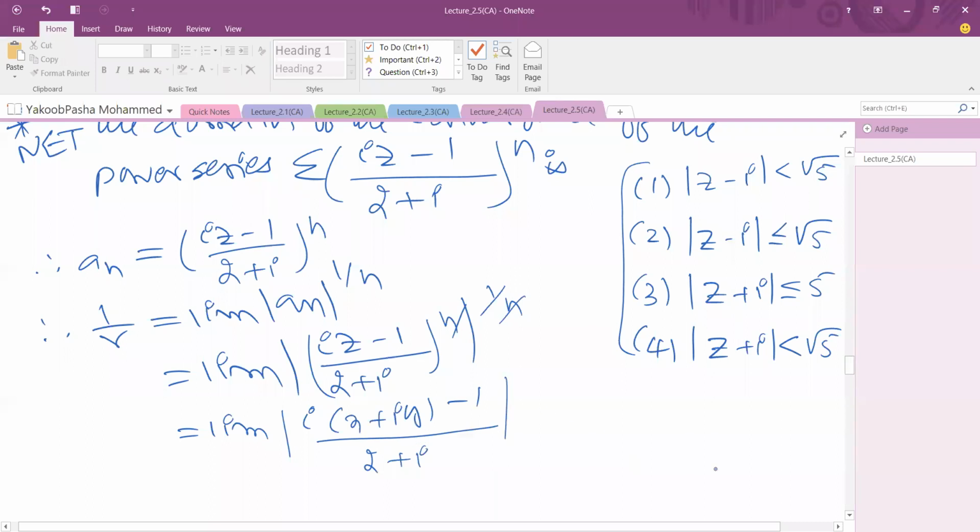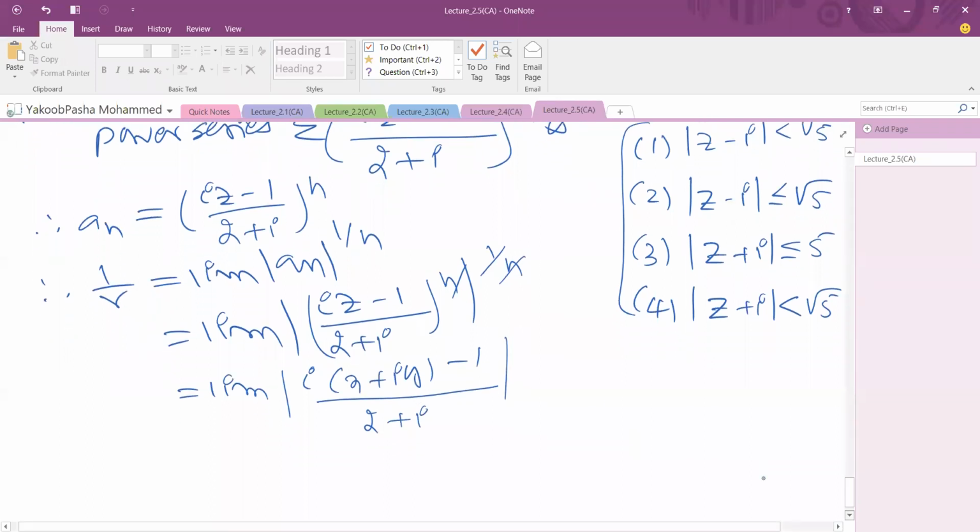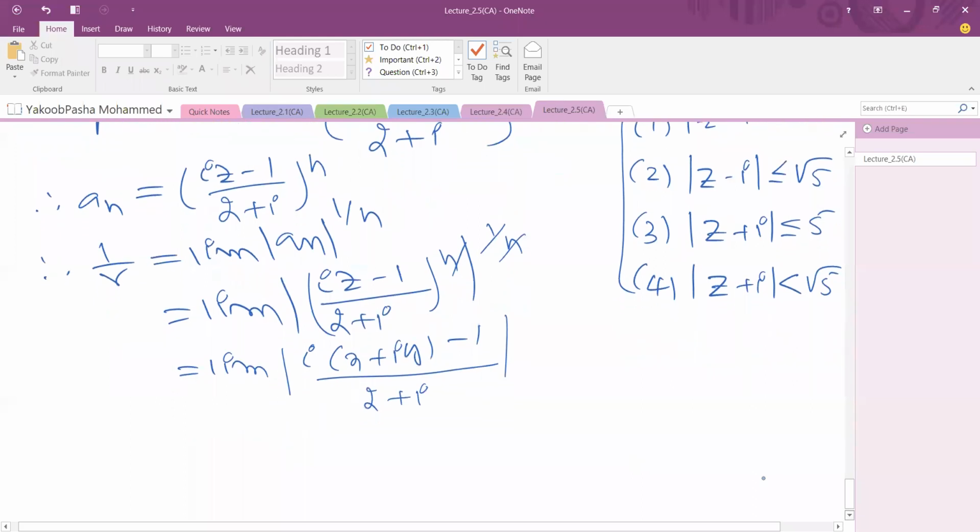Now this can be written as limit; you can separate the real and imaginary parts here. The real part is minus 1 minus y, so minus 1 minus y is the real part, plus i into the imaginary part, which is x.